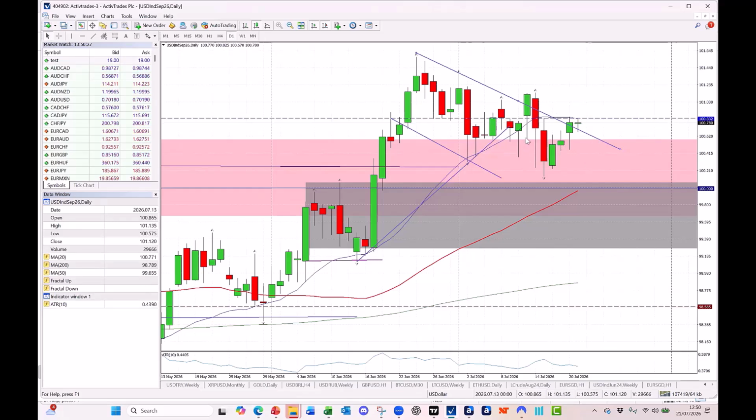What I'd be intrigued by is that the daily 20, which acted as support, is now starting to act as resistance. See how price is beneath it, and the 20 is starting to flatten out. It's acting as resistance. So I wonder whether we're going to get data and stuff that works our way back down to 100.50. That would be my bearish take on that.